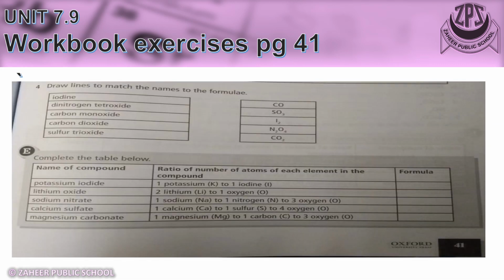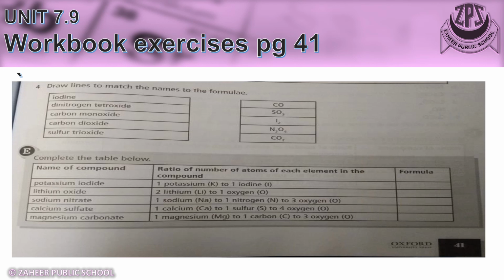In question number 4, you have to match the following two columns. In the first column, the names of the compounds are given, and in the second one, the formulae are there. So you have to match the names of the compounds with the formulae. And in part E, there's a table given below, so you have to complete the table. It's very easy because the name of the compound is written in the left corner, and a hint is given to you in the second column. The ratio of the number of atoms along with the symbols is given for you, so you can easily write the formulae of these compounds.